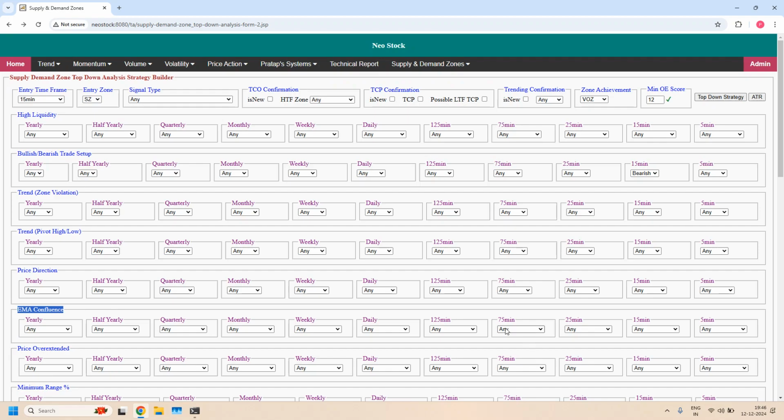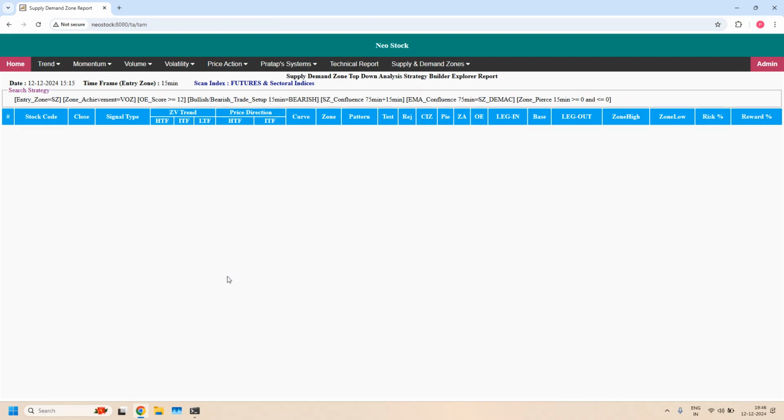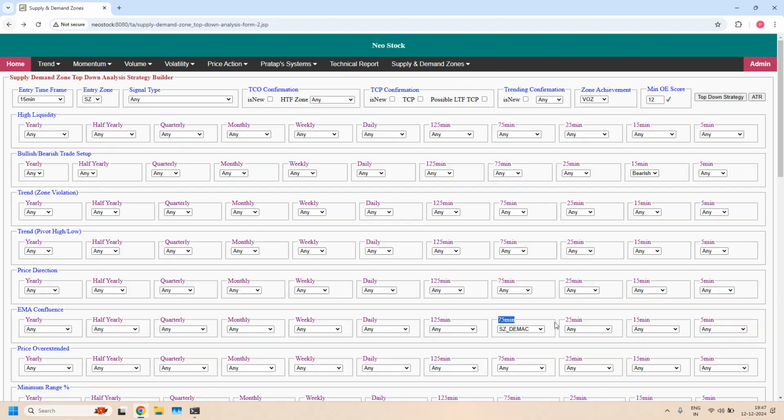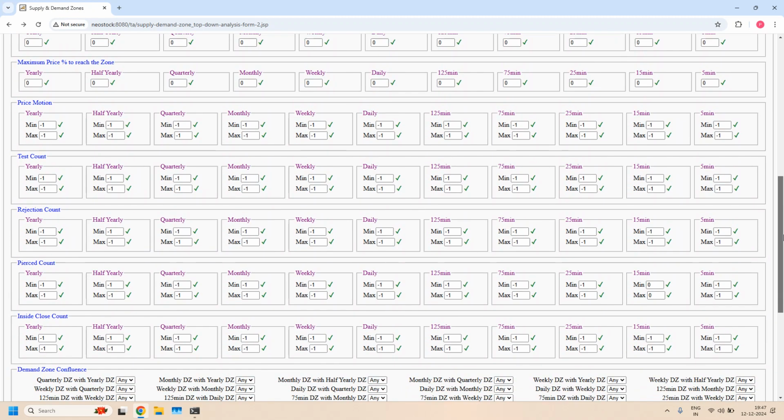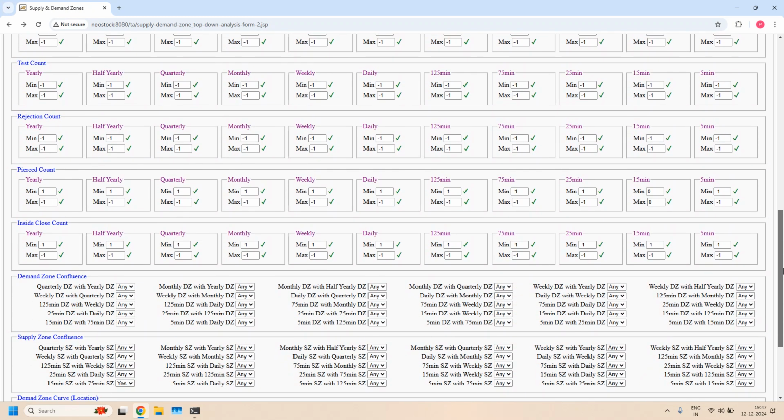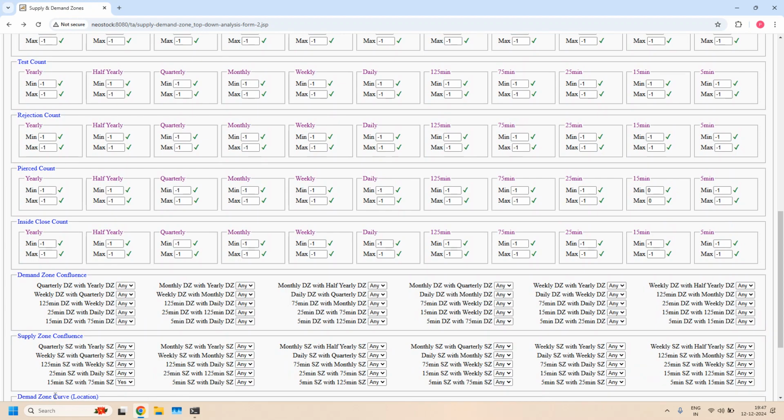In the EMA confluence at the 75-minute time frame, the filter 75-minute supply zone having daily EMA confluence is enabled. With this filter, we did not get any stocks. So that means we don't have any EMA confluence related stocks for LTF and ITF. So the next filter is LTF, ITF and HTF supply zone confluence. I am removing this EMA filter. LTF, ITF, HTF supply zone confluence is nothing but 15-minute, 75-minute and daily supply zone confluence. We need to set 3 filters.